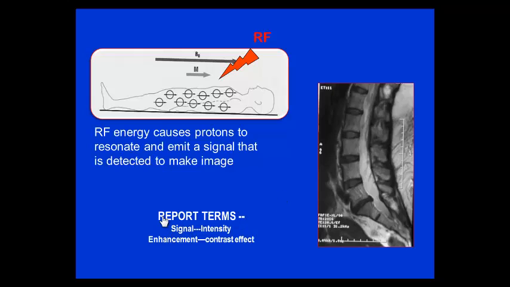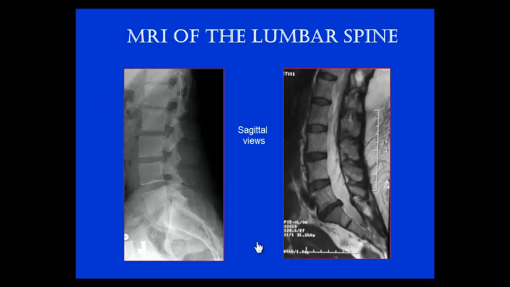So the reporting terms you may hear will be about signal. There's an area of increased signal or increased signal intensity, and it describes an area that has a bright MR signal. And again, because we can give contrast with the MR scan, we can get some contrast-enhanced effect. Here we're just comparing a lumbar spine plain x-ray on this side and a lumbar spine MR here, and so we can see how we can see that disc tissue a lot better.